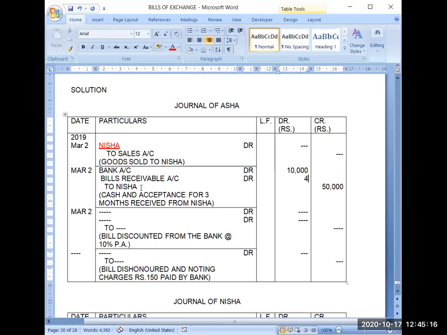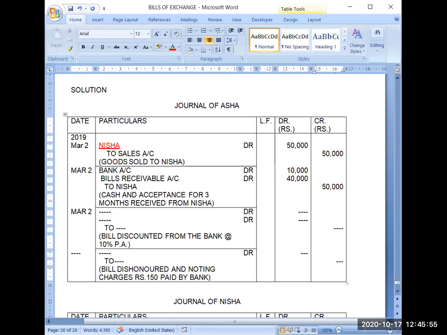Now here I can understand that Nisha has been credited with 50,000. That means the goods sold to Nisha were of the value of 50,000. So that's why I can decide the amount now, and the amount is 50,000. So from the second entry, I get to know about the amount also. Now see the third entry. Simultaneously, you can complete the second part also here.